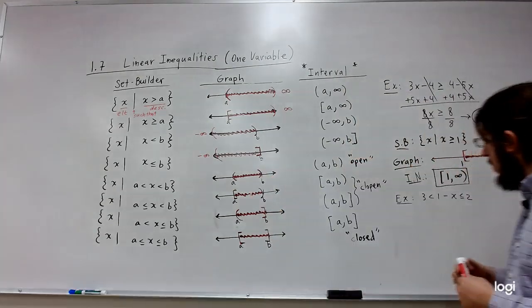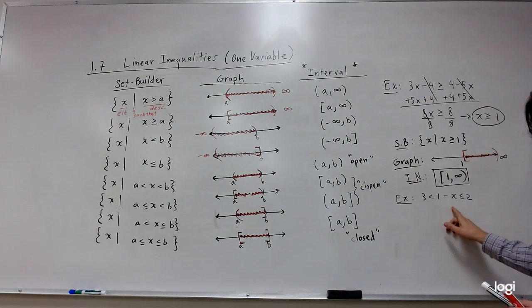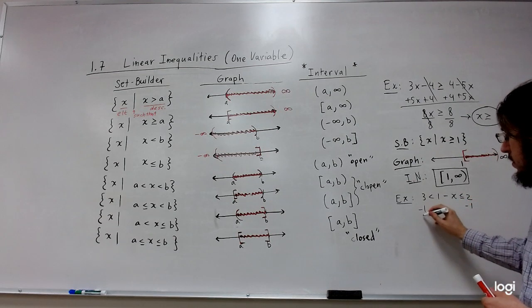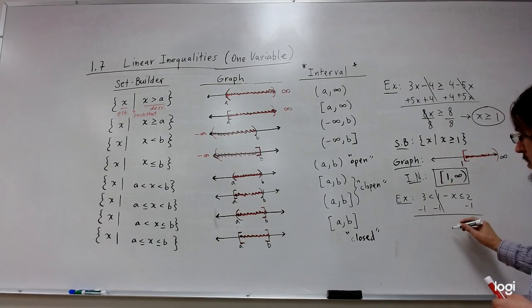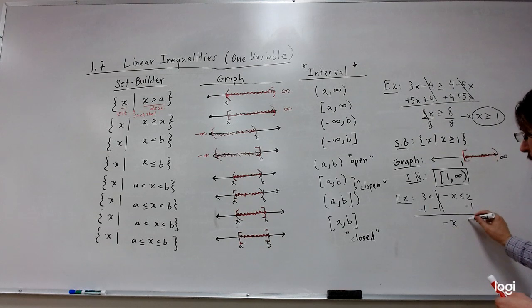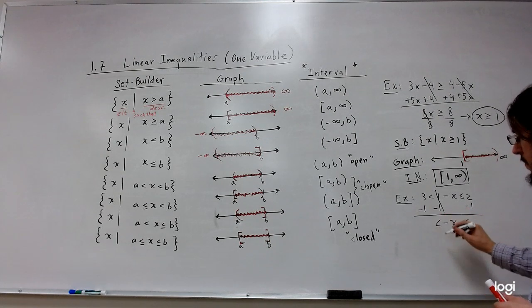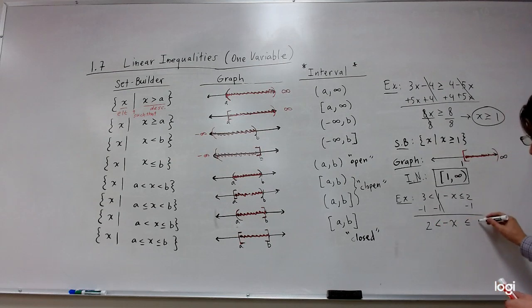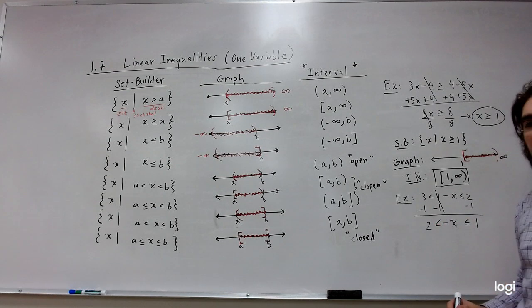So what I want to do here is get rid of this 1 to get negative x by itself. So I'll subtract 1 from all three parts. Cancel in the middle, so we get negative x in the middle. The signs stay the same. This is going to be 3 minus 1 is 2. This is going to be 2 minus 1 is 1. It looks kind of funny.